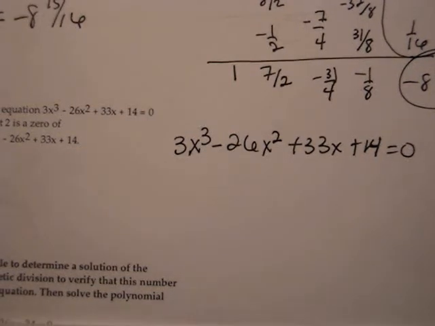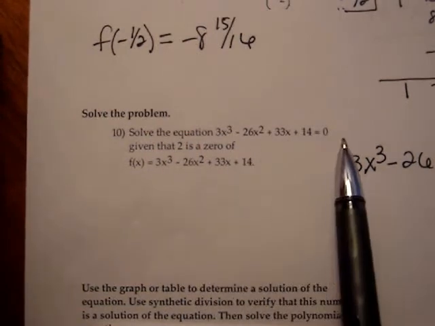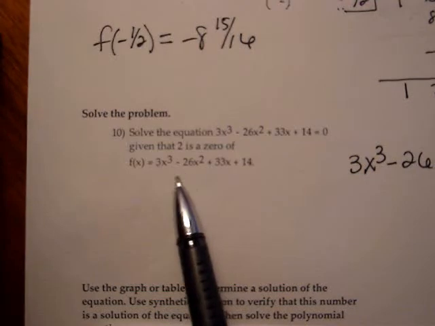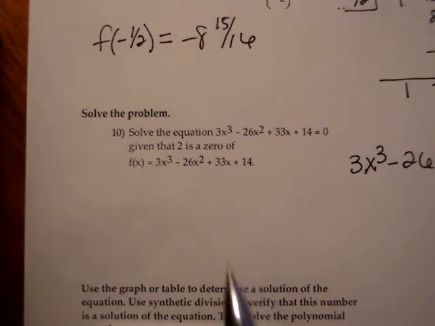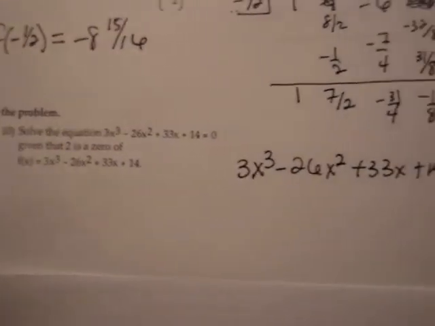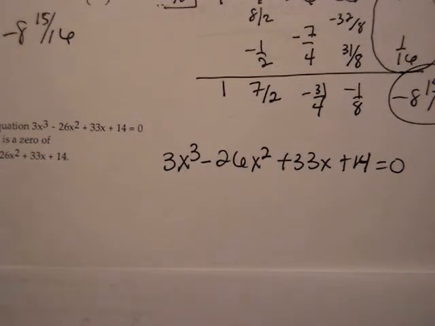So let's go back and read the problem. And the hint is solve this equation given that 2 is a 0 of this polynomial function. Now what does that mean? We're going to reproduce our list that we had in class on the board in a moment. But for now, if I tell you something is a 0, so if I tell you that 2 is a 0, it means that 2 is an x-intercept. And it also means that the factor x minus 2 is a factor of this polynomial.